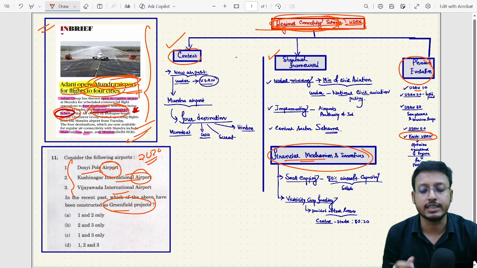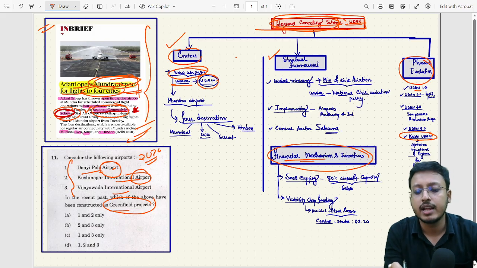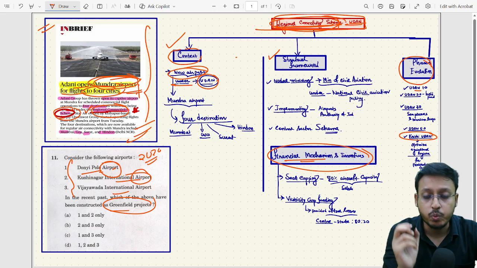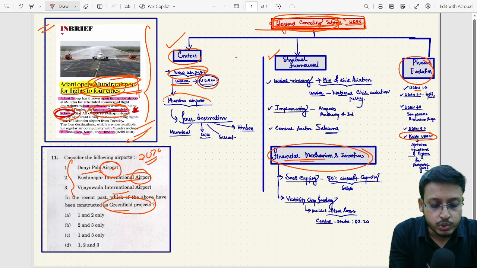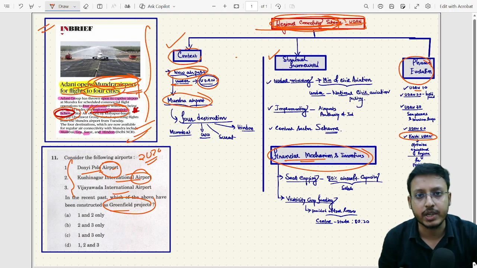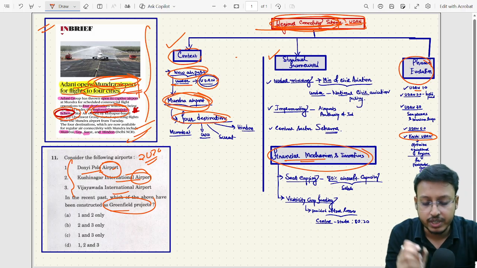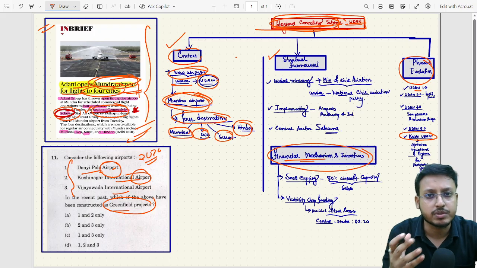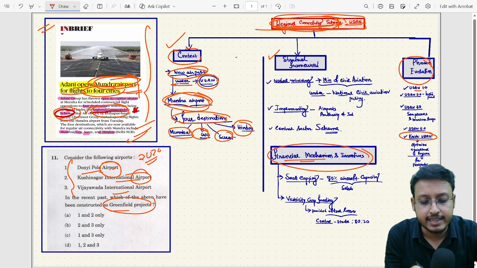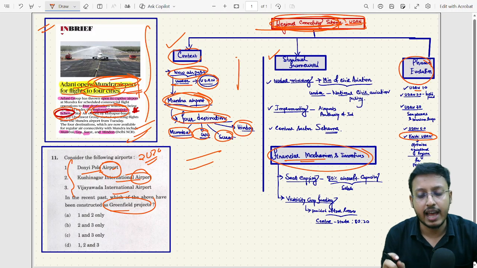What is the context? A new airport under this UDAN scheme, the regional connectivity scheme, was built. What is the name of this airport? Mundra Airport. And who built this particular airport? Adani Group built it. Through this airport, four important destinations, Mumbai, Goa, Surat and Hindon, were connected. That will improve the logistics and connectivity of this area.